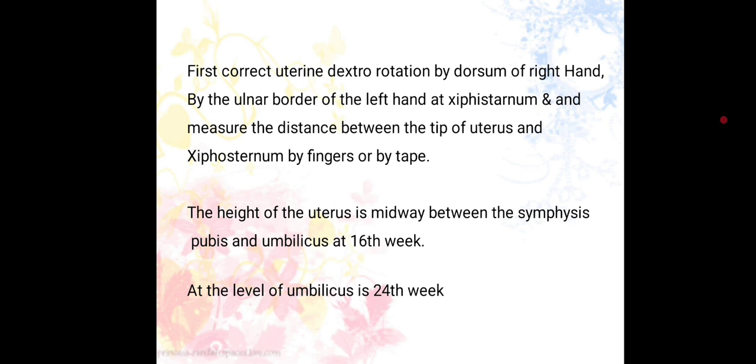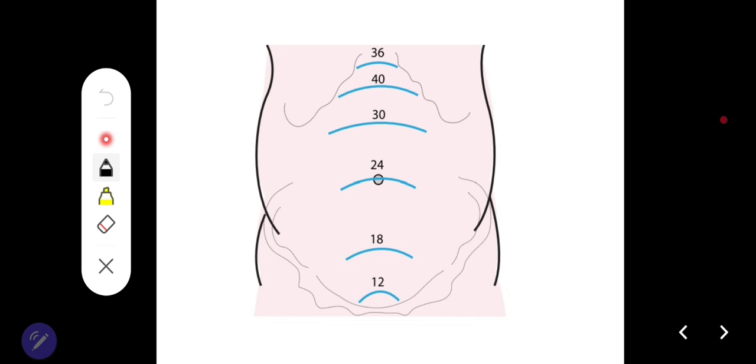For example, fundal level at the symphysis pubis equals 12 weeks, at the umbilicus equals 24 weeks, and midway between the umbilicus and symphysis pubis it equals 16 weeks. As demonstrated in this picture, fundal level at the symphysis pubis is equal to 12 weeks. At the umbilicus it's equal to 24 weeks. Midway in between it's equal to 16 to 18 weeks.